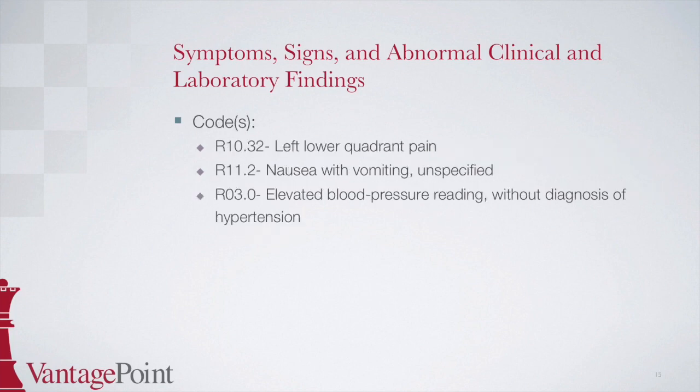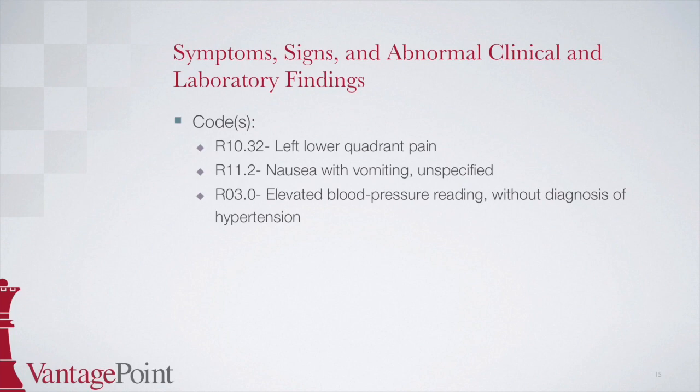The first code is R10.32, left lower quadrant pain. To locate this code, start at pain in the alphabetic index, then locate abdominal. Indented below this is the word lower, then left quadrant, which points to R10.32, which you would then confirm in the tabular. The next code is R11.2, nausea with vomiting, unspecified. To locate this code, you would start at nausea in the alphabetic index and then the phrase with vomiting, which points to R11.2, which you would then confirm in the tabular.